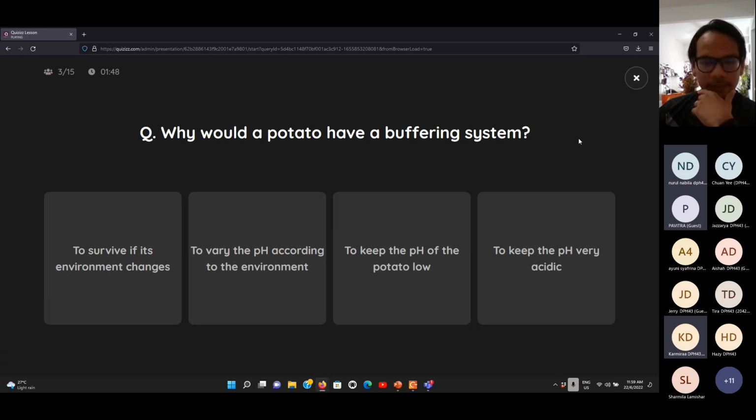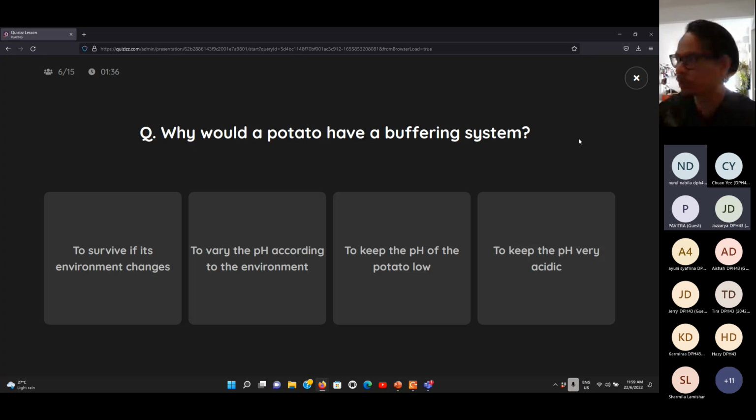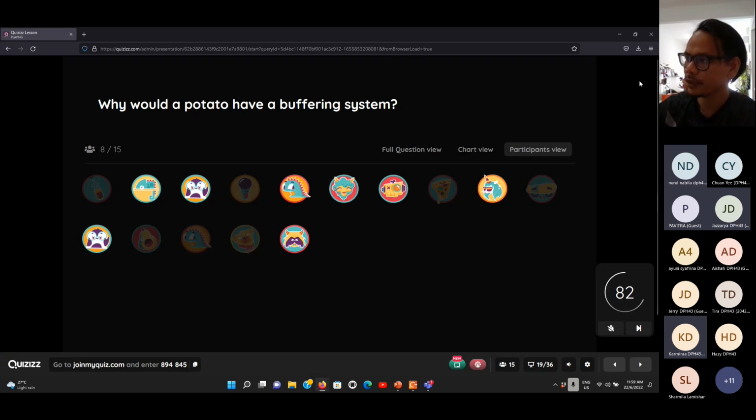Okay, so kenapa? This is a critical thinking question. Soalan kritikal. So why would a potato have a buffering system to survive its environment changes, to vary the pH according to the environment, to keep the pH of the potato low, to keep the pH very acidic? Why is that? Why would you think? Kalau kamu tak tahu, try to answer dengan what you know. If that makes you have to hentam, try lah hentam. Kita akan discuss later.